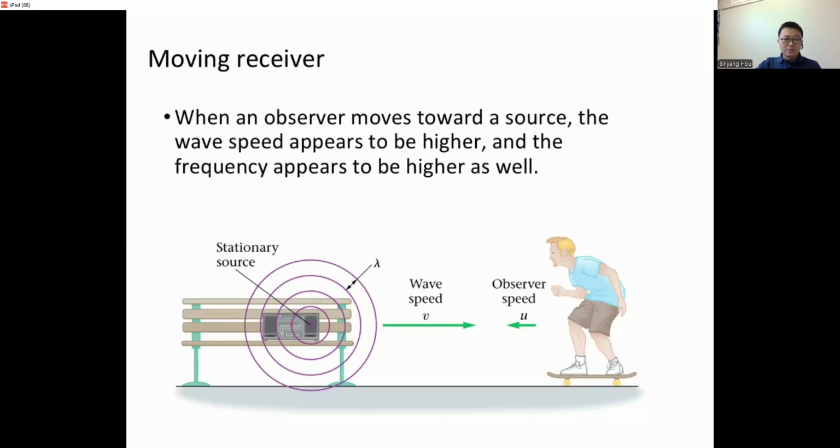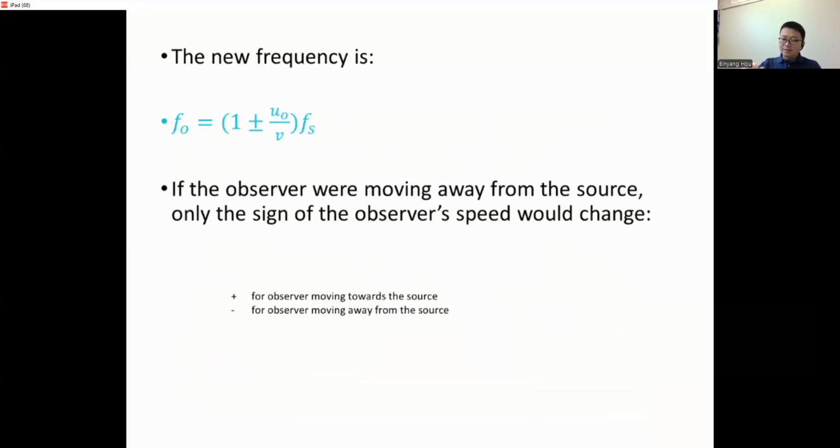So we are just going to skip the derivation, but looking at the conclusion here. For the frequency heard by the observer, f sub o is equal to 1 plus or minus u sub o, that's the speed of the observer moving, over v, that's the speed of sound, times f sub s, the original frequency emitted by the source. So in this case, we'll take a plus when the observer is approaching, and then we'll take the minus when the observer is moving away.